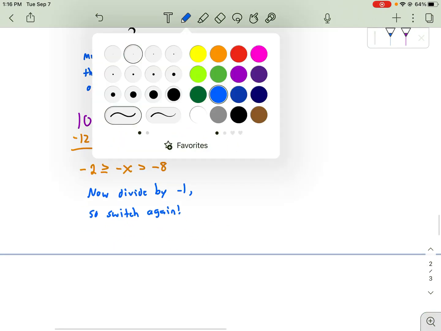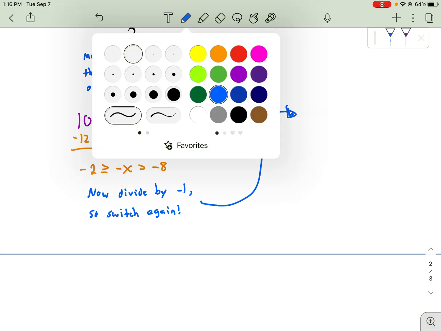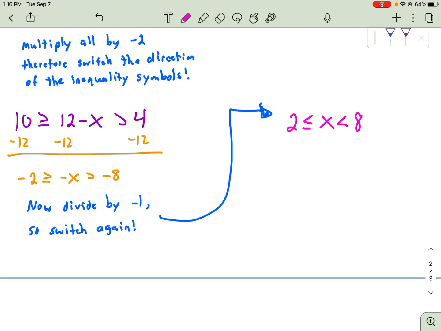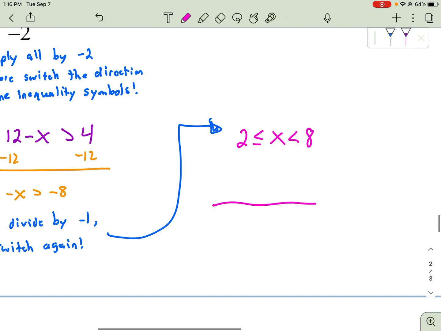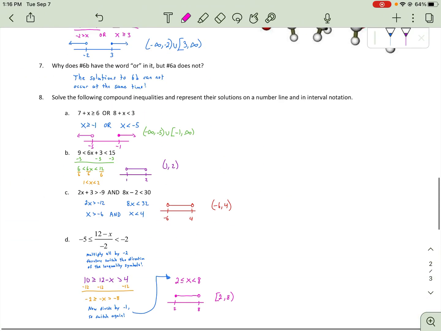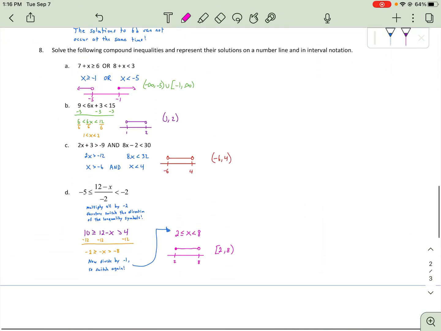Okay, we divide everything by -1. Draw an arrow, we're going over here now. Divide everything by -1, and you get 2 is less than or equal to x is less than 8. And there we go, we got x by itself on a number line. Here's 2, here's 8, equal to, not equal to. So we have that, and then in interval notation, start at 2, you can equal to, and you go up to 8, not equal to 8. And there you have it. Yay.